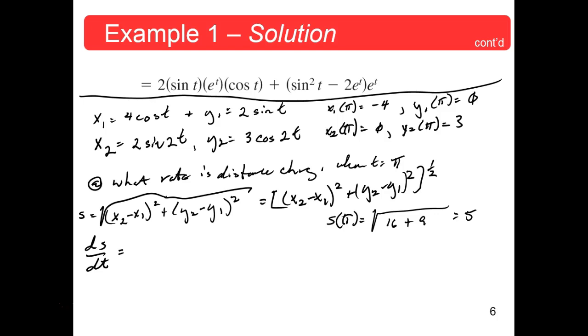Then they say at t equal pi the partial derivatives are as follows, and they give what those partial derivatives are. That to me is where you should have started, and that's why I wrote it in this form. And what is ds/dt? That would be the partial of s with respect to x times dx/dt, plus the partial of s with respect to y times dy/dt.